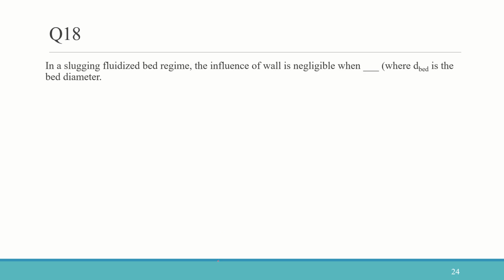Moving to question 18, it is given that in a slugging fluidized bed regime, the influence of wall is negligible when dash. D bed is the bed diameter. Option A, D bed less than 0.2, and option B, D bed greater than 0.3. Option C, D bed greater than 0.2. Option D, D bed less than 0.1.